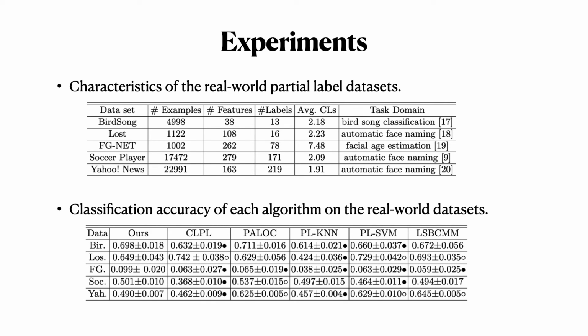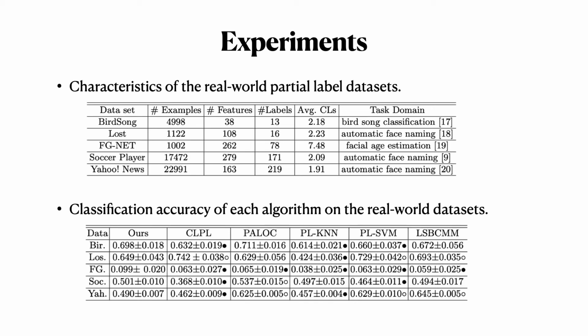So the last part is the experiments. We test our model on 5 real-world partial label datasets. For our model, we use a 3-layer neural network as a classifier and apply softmax function to the final layer to get the probabilistic outputs.